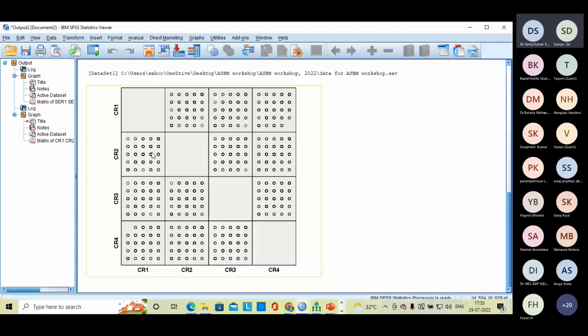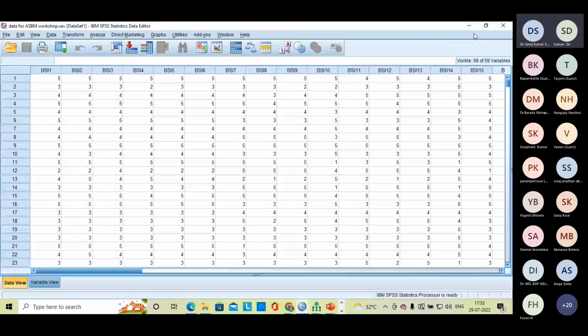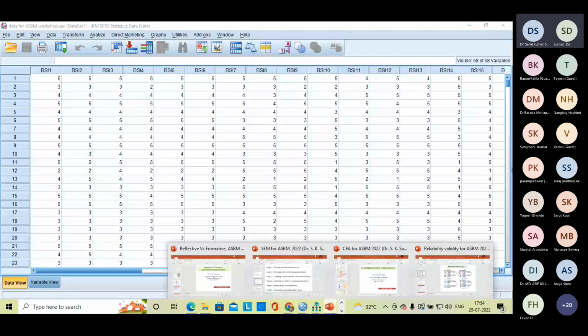Look at here, perfectly distributed. They are all perfectly distributed. Only this one has a gap, otherwise they are all perfectly distributed. So the multivariate normality assumption holds good, it didn't get violated. I hope up to this, the multivariate normality assumption has been tested. Clear?